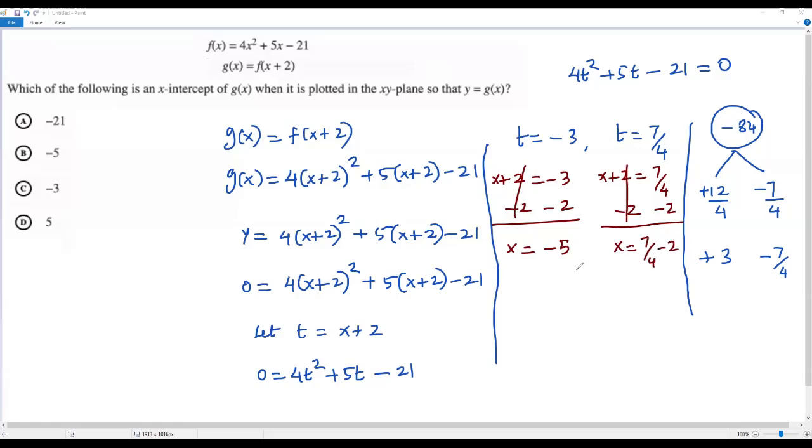Now I've got two values for x. One is negative 5, and if I simplify the other one, I'll get a fraction. 4 times 2 is 8, and 7 − 8 is negative 1, so x equals negative 1/4. So these are the two x-intercepts for the function g(x). I find negative 5 in option B, so the correct answer choice for this question is option B.